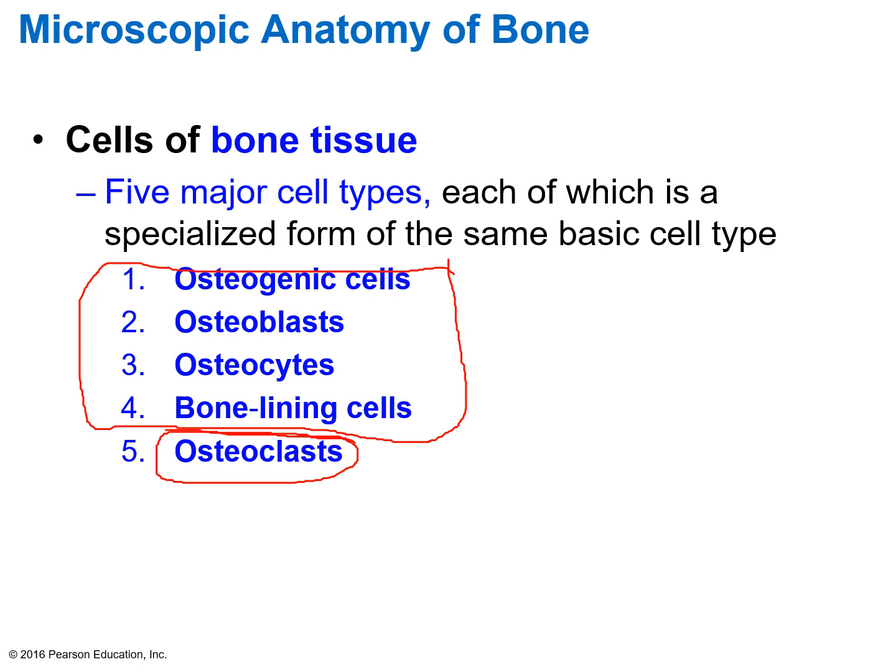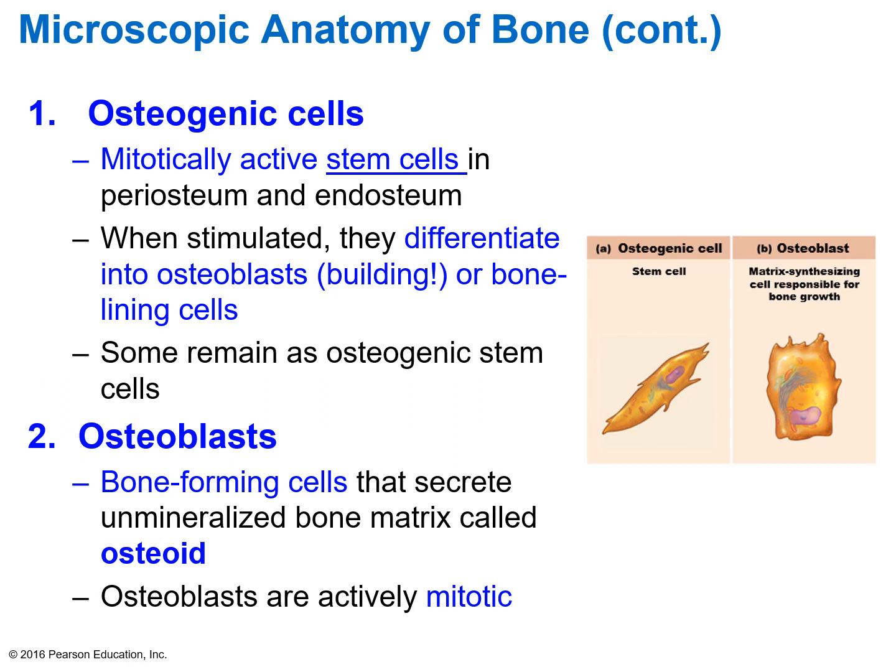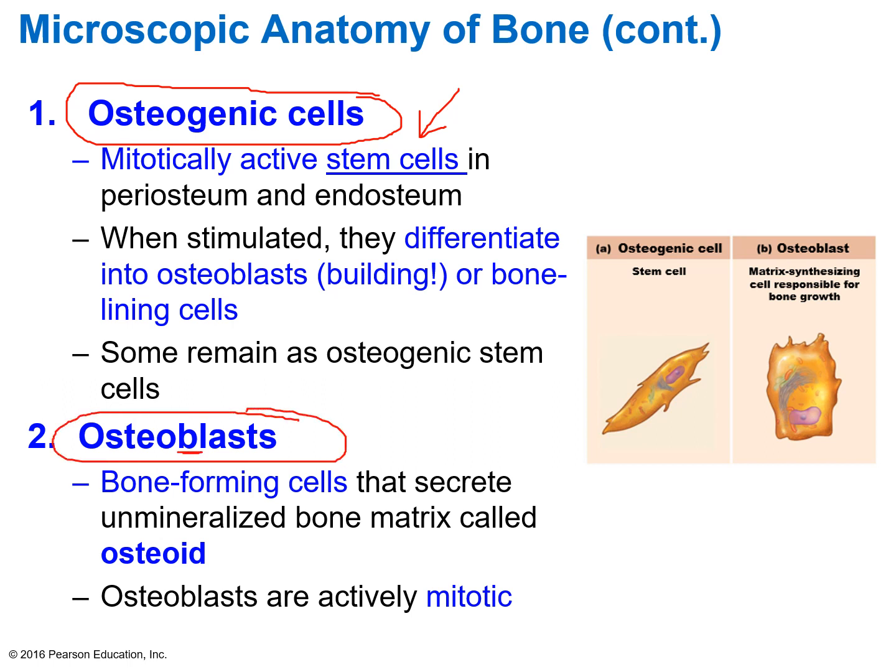So here it says your osteogenic cells are a version of stem cells that you find within the periosteum and the endosteum, and these are continuously dividing through mitosis. Once properly stimulated, this osteogenic cell will become an osteoblast cell. B is for building, so this is a young cell that's actively building the matrix of the bone. As you can see on your PowerPoint, it says bone-forming cells that secrete an unmineralized bone matrix called the osteoid. So it hasn't been hardened yet, but it's secreting the extracellular matrix.